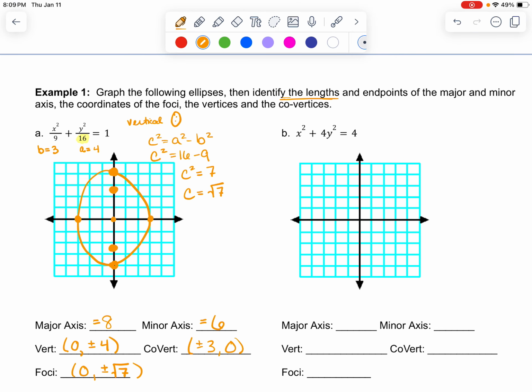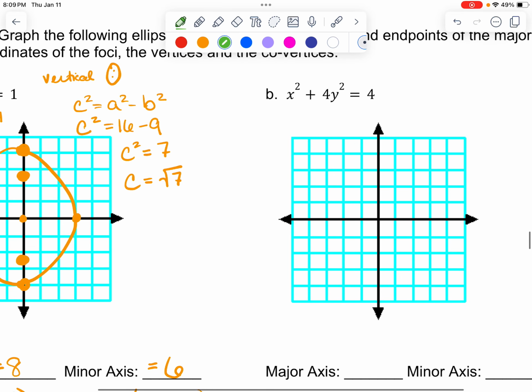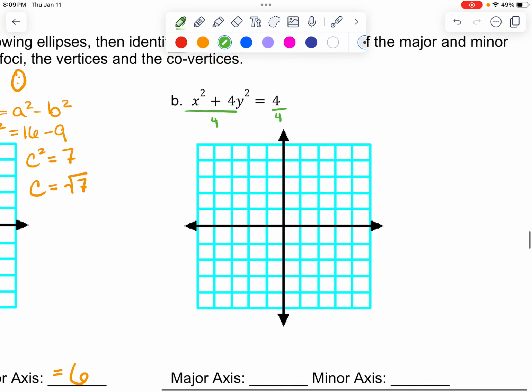All right. This next one is not set up equal to 1. So I can't just start looking at denominators because there aren't any. I need to get this set up properly before I can get there. So to do that, I'm going to divide everything by 4.